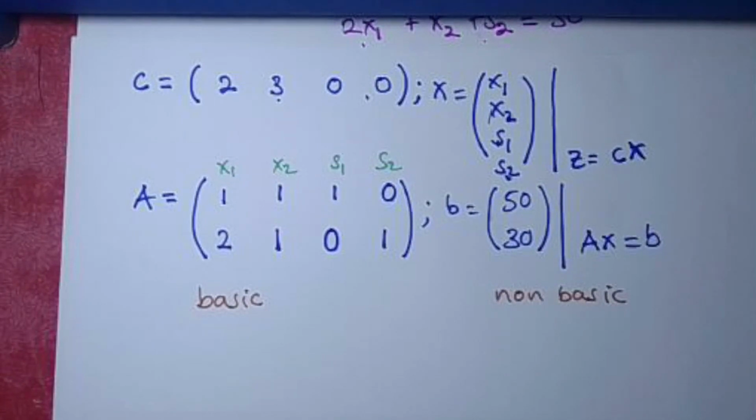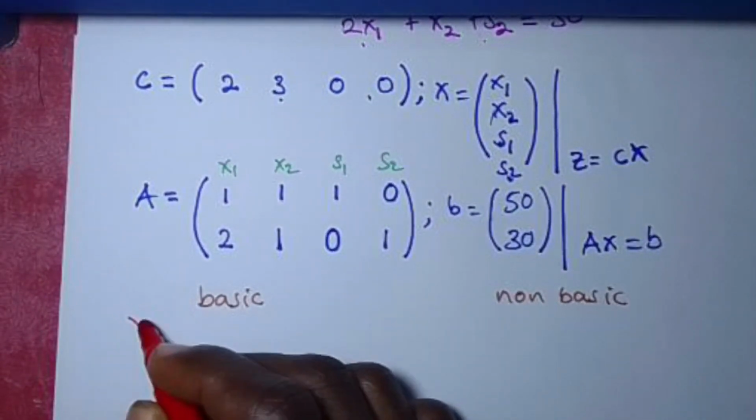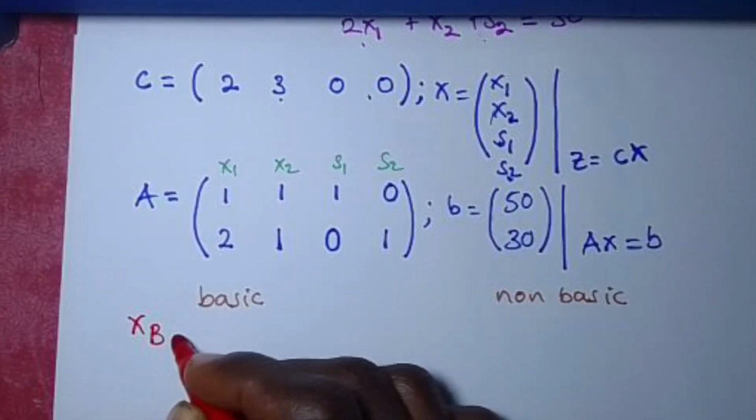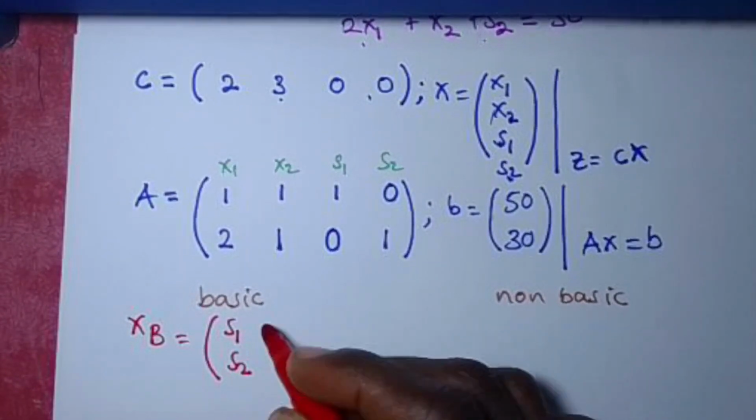After identifying your basics, let me start with the x's. Since I've identified s1 and s2 as the basics, I'll have a set for x basic and it will be equal to s1 and s2.